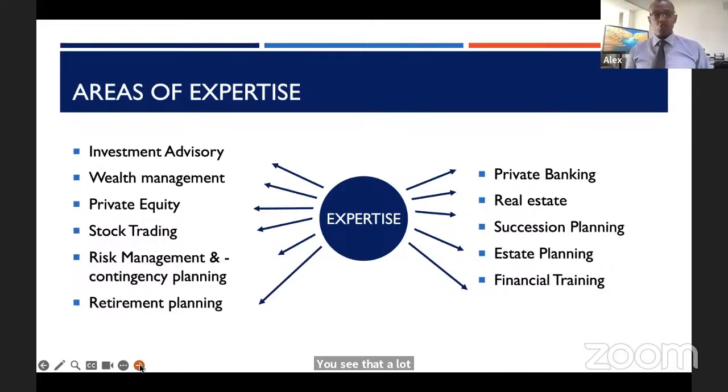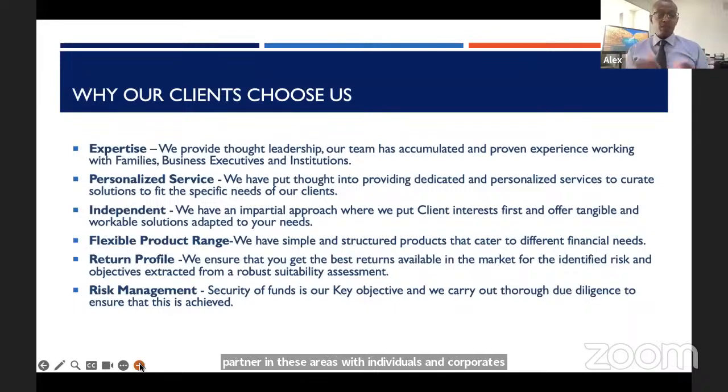Despite how much success you build, you need to know how to plan it to the next generation, which is different from estate planning, which is saying who will be left with the assets and in which form and share will they be left with. And we also do tax planning as well as financial training, as we are doing today. And we are happy to partner in these areas with individuals and corporates so that we can secure their assets.